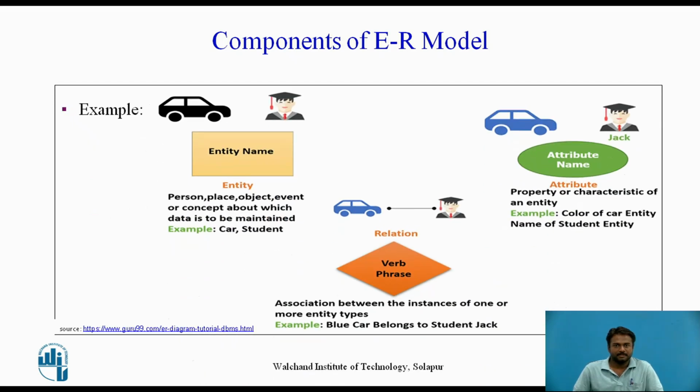Here is an example. You can see the entities can be a car, can be a student, etc., about which a data is to be maintained in the database. Further, these entities can have the characteristics like color of a car, full name of the student, etc. A relationship can be an association between the instances, one or more entity types. Let us see these entities and attributes in detail.